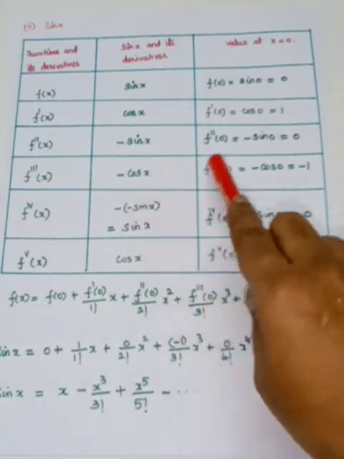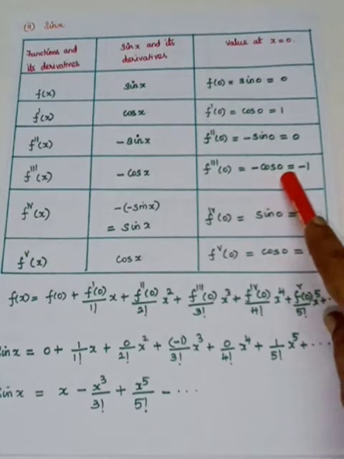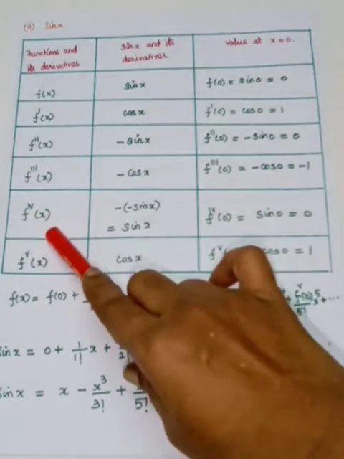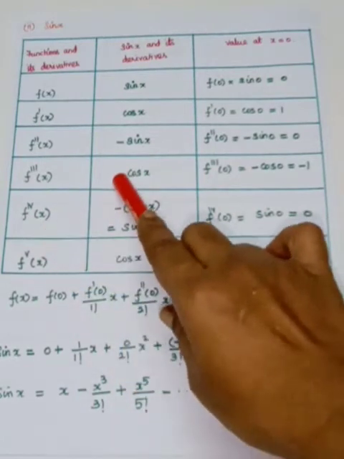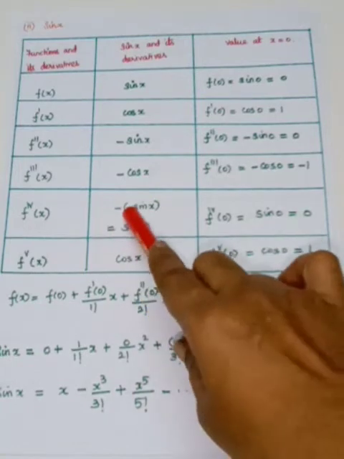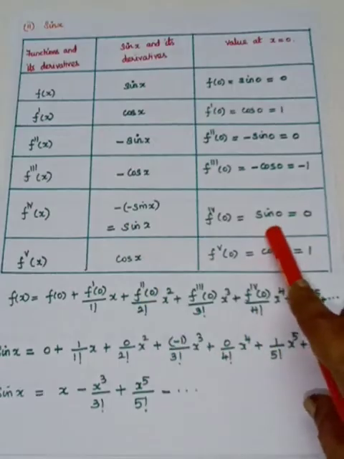If you substitute x as 0, that will become f triple dash of 0 equals minus cos 0. Cos 0 is 1, so the answer is minus 1. Next, the fourth derivative of f(x). So minus is there. The differentiation of cos x is minus sin x. So minus into minus gives plus sin x. So f fourth dash of 0 is sin 0, that is 0.